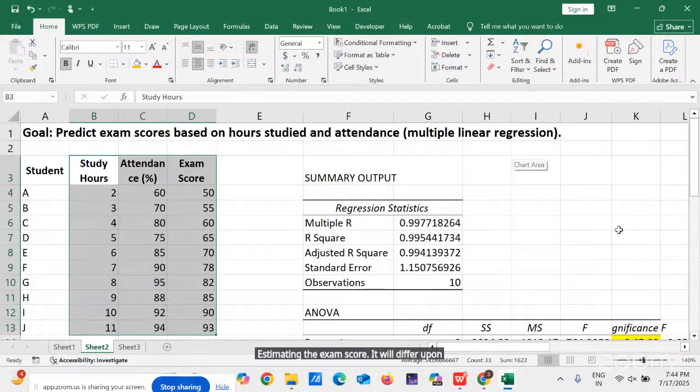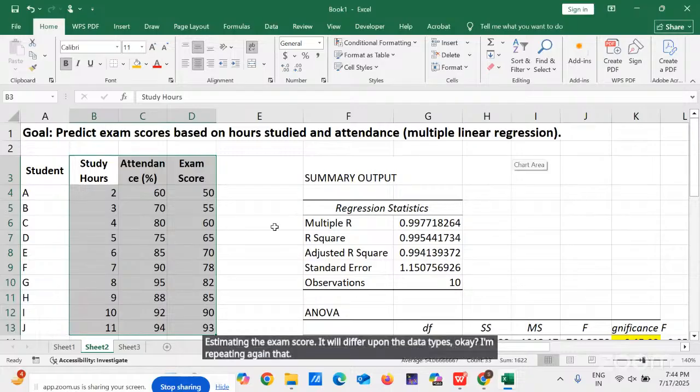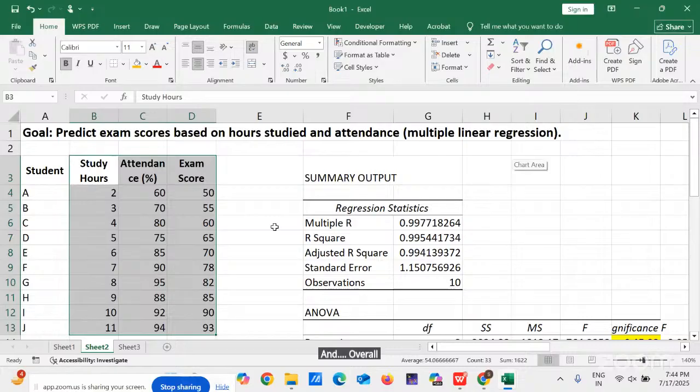It will differ depending on the data types. I'm repeating again that overall, your data should be quantitative type. That is, of course, the first thing, then only can we perform it in Excel. If your data is qualitative, no linear regression is feasible. Then we have different types of regressions according to the type of data and the scale. You can go with logistic regression in other statistical tools. In Excel, it is suitable only for quantitative type of data.